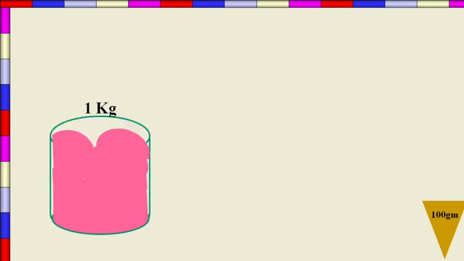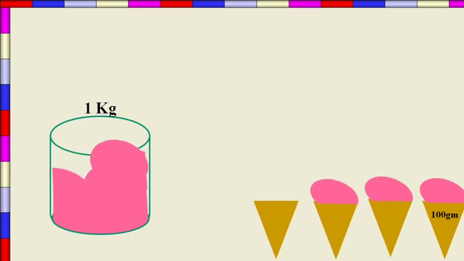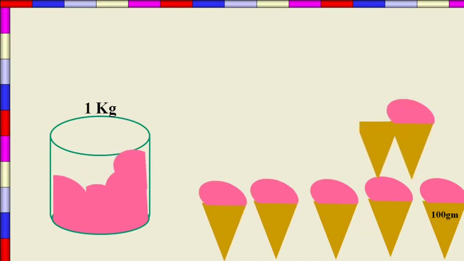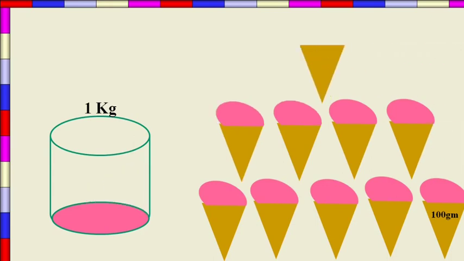So look at this. My first ice cream is filled up, my second ice cream is filled up, third ice cream is filled up, fourth, fifth, sixth. So total 10 ice creams were filled up completely and our container is empty. 1 kg ice cream was there in our container. Capacity of one cone is actually 100 grams.